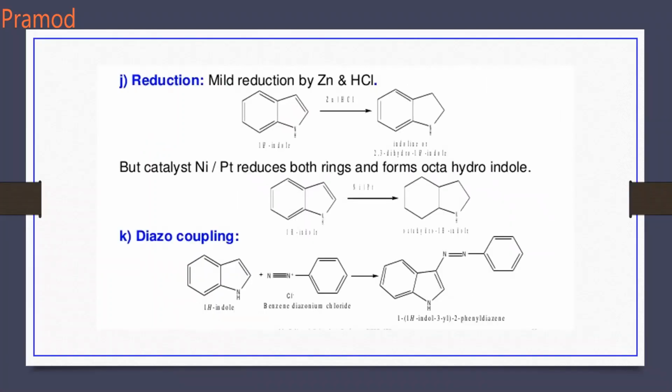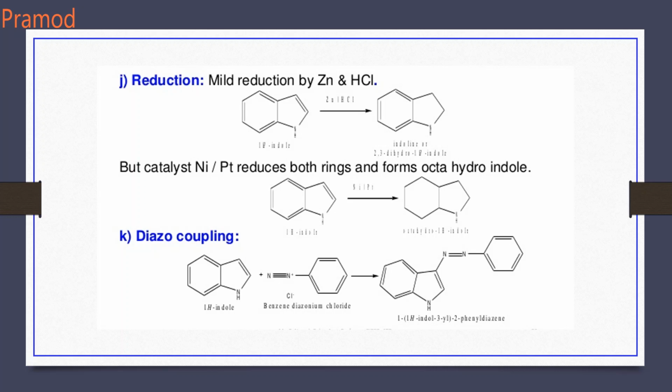The next reaction is reduction. With mild reduction using zinc and acetic acid, only the pyrrole ring of indole gets reduced, giving 2,3-dihydro-1H-indole, which is indoline. But when you treat it with palladium, nickel or platinum, it reduces the entire ring to give the fully hydrogenated indole. So the entire ring gets saturated.